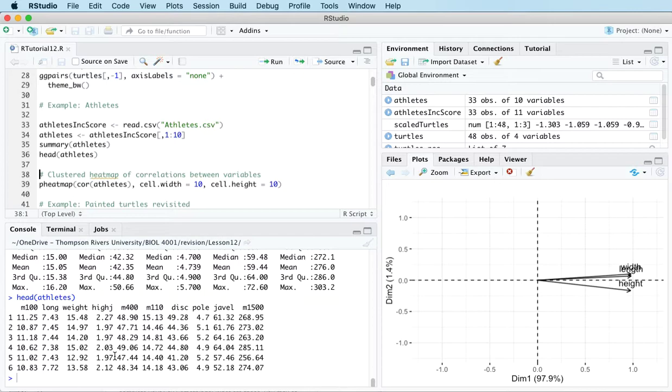We have the 10 disciplines represented here: the M100, M400 and M1500. These are the times in seconds for the 100 meters, 400 meters and 1500 meters. M110 is the time to finish the 110 meters hurdles. Pole is the pole vault height. High J and long are the results of the high and long jumps. These are all measured in meters. And then weight, disc and javel are the lengths in meters that athletes were able to throw the shot put, discus and javelin.